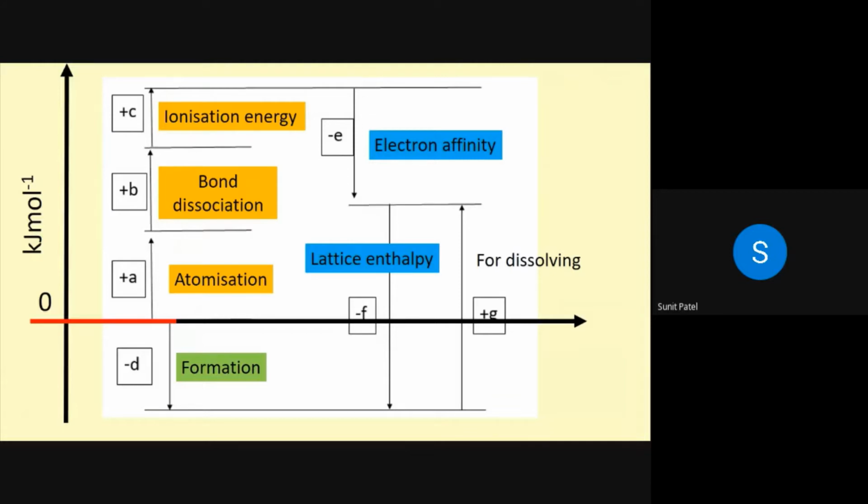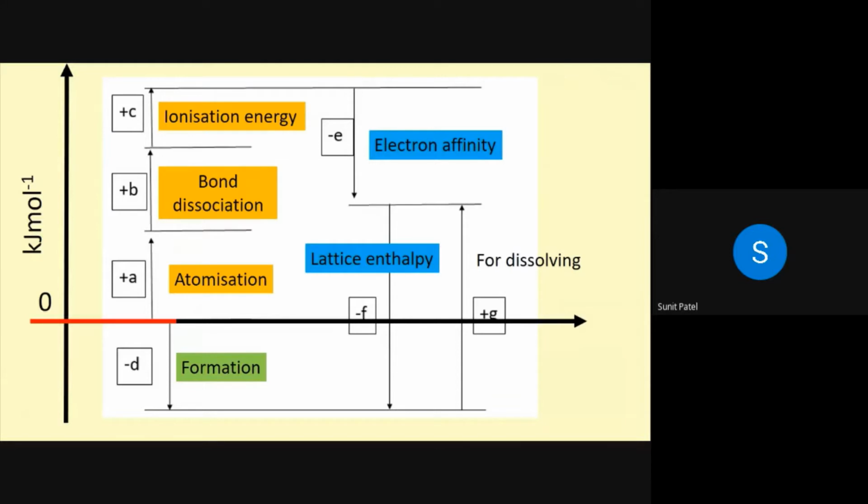That's where we begin, at ground zero, as I call it. And then, of course, formation is where the ionic compounds are formed from the elements from ground zero. Let's have a look. Make this a little bit more useful.